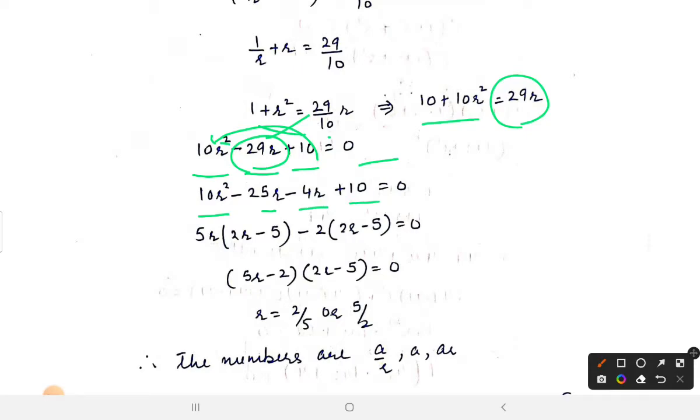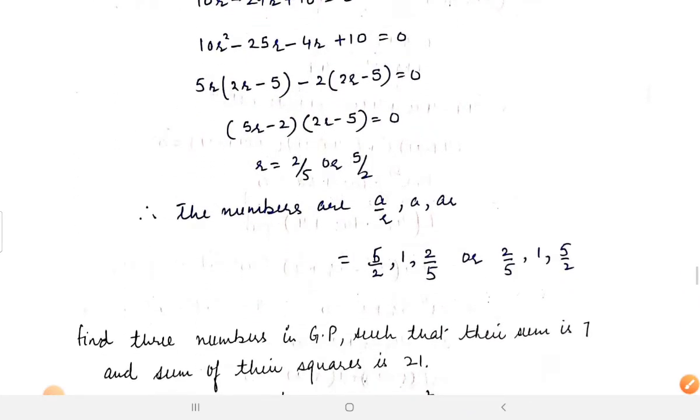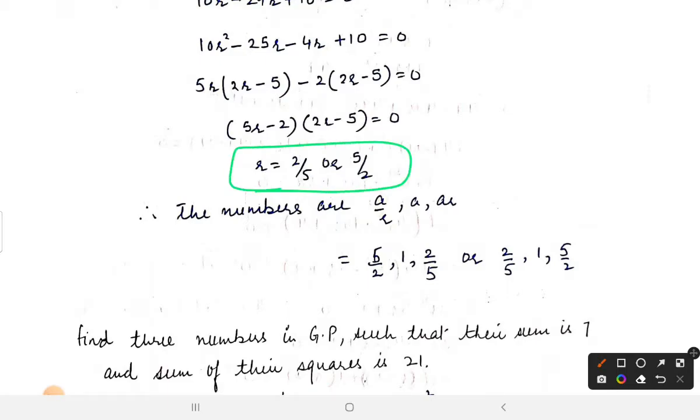Let us take 5 common. So it is 5r, 2r minus 5, and here let us take 2 common. So it is 2. So here we have 2r minus 5. So we will get this equation as factors. So we have the value of r as 2 by 5 or 5 by 2.